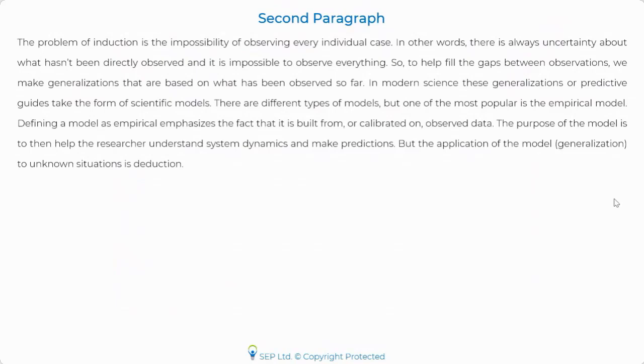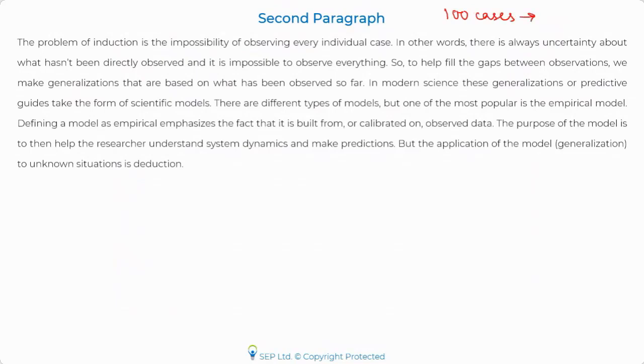Okay, what does this sentence really mean? That induction cannot possibly observe every individual case. What does it mean? And I'm telling myself, okay, so if I have, let's say, 100 cases, all right?